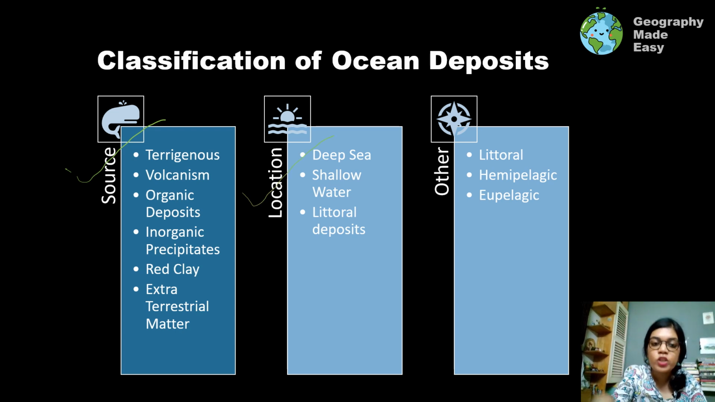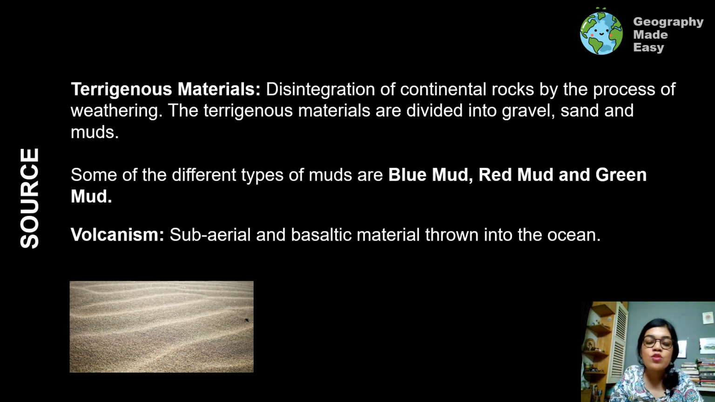Then we have the location in the sea and certain other parameters which can tell us what is the kind of ocean deposits that we see. So first we will be starting with the first type, which is the type of source or where from where we are getting the different sediments. The first type is terrigenous material.